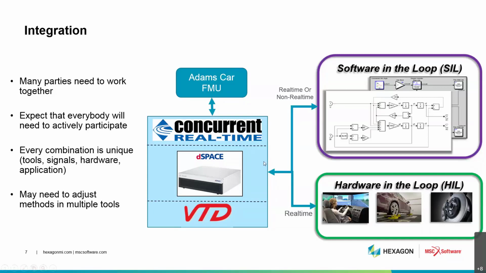So every time you put all these things together, you get kind of a unique combination of tools, signals, hardware. The application is always a little different. The conventions at different companies are a little bit different. And after you try to plug everything in, there's a good chance that everybody's going to need to go home and do a little bit of homework to adjust. What is the exact implementation that Concurrent is using?